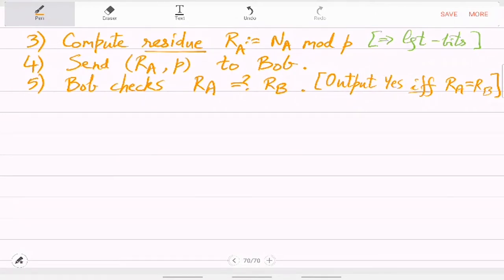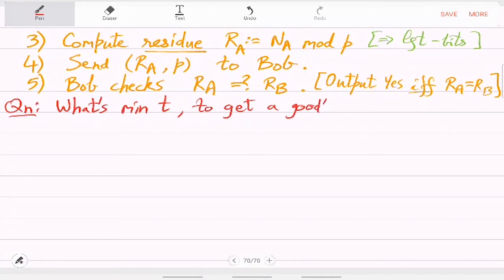But if these residues are the same, can you say with confidence that the files were the same? Because there might not be enough information in RA, RB. They may be the same, yet the files may be different. That error probability we have to calculate. So what is the minimum t that will work to get a good success probability? Right, that's our goal.